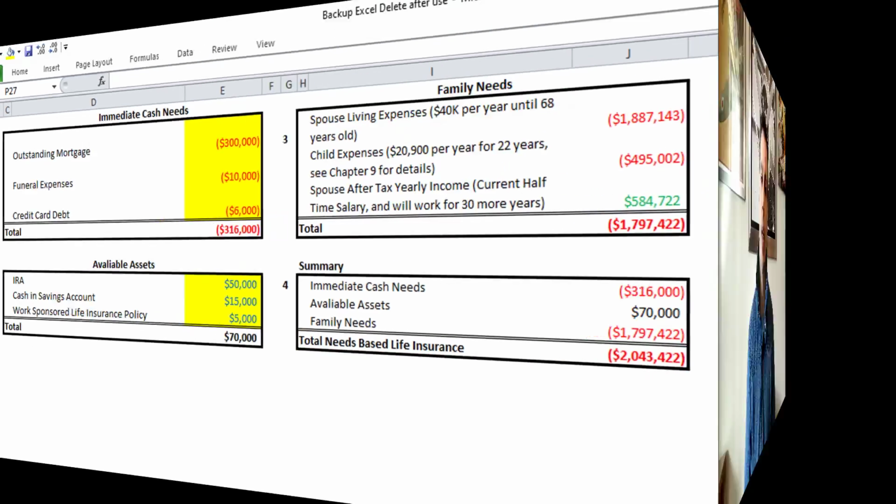$2,043,422. Now we're just about finished, but I want to end this video with some advice. More often than not, if you have a non-working spouse that's taking care of kids, people don't consider life insurance for them. And the line of thought is usually, well, if my spouse isn't bringing in any income, then why do I need to get life insurance for them?